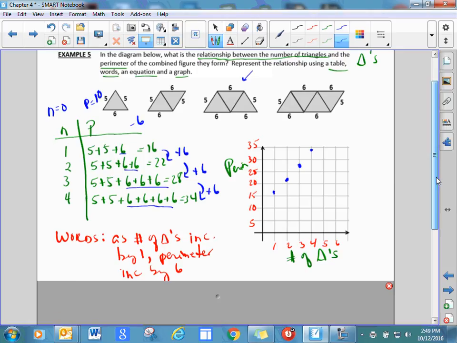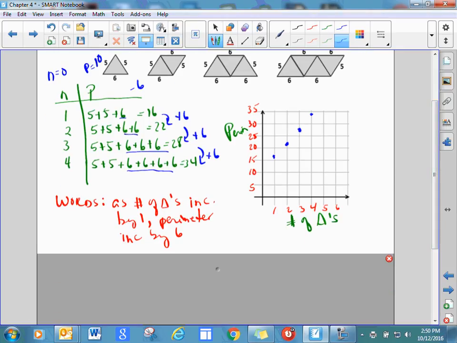And here are the words that describe exactly what I just said. As the number of triangles increase by 1 each time, so we're going from 1 to 2 to 3 to 4, x is increasing by 1, our output, our perimeter, increases by 6. So that's a verbal way to describe the relationship.